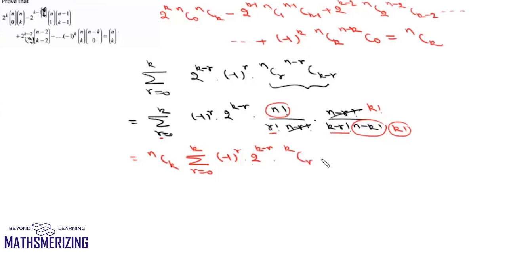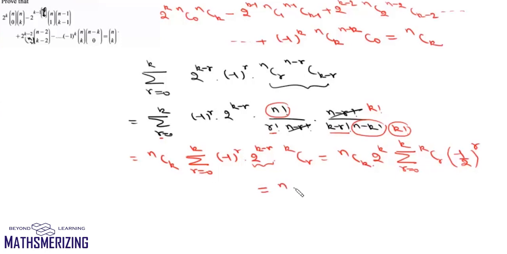kCr. Now I can also write this 2 to the power k minus r as 2 to the power k into 2 to the power minus r. So I'll actually write this as nCk, and I'll take this 2 to the power k out, and then I'll write this summation as summation r varies from 0 to k, kCr and minus 1 by 2 to the power r.